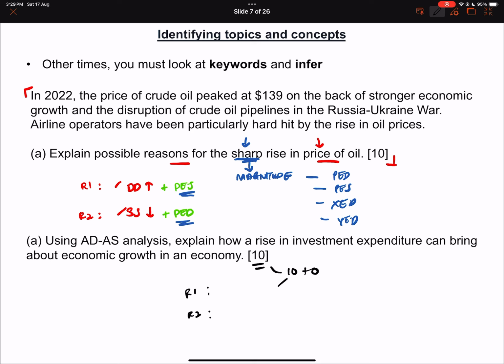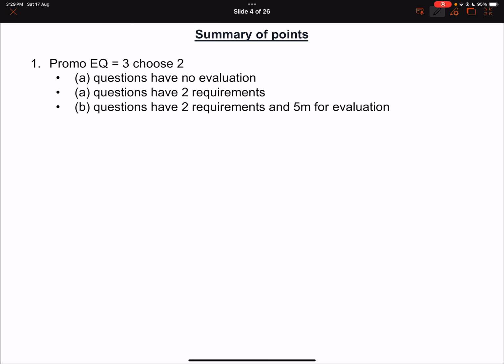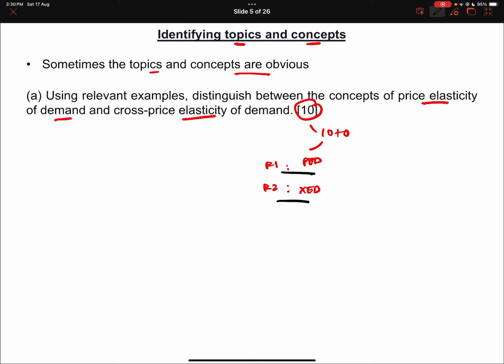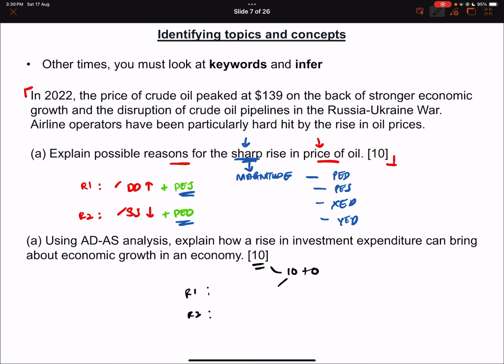Okay, so if you're like me, you'll realize the R1, R2 isn't very obvious. If you compare it to this question, the R1, R2 screams at you, right? This question is not like that, right? So actually, your starting point is investment expenditure, your ending point is economic growth. In order for you to have two requirements, there must be two arrows, right? They ask you how a rise in investment expenditure can lead you to arrive at this. The only way for you to have two points is that there are two pathways, right?